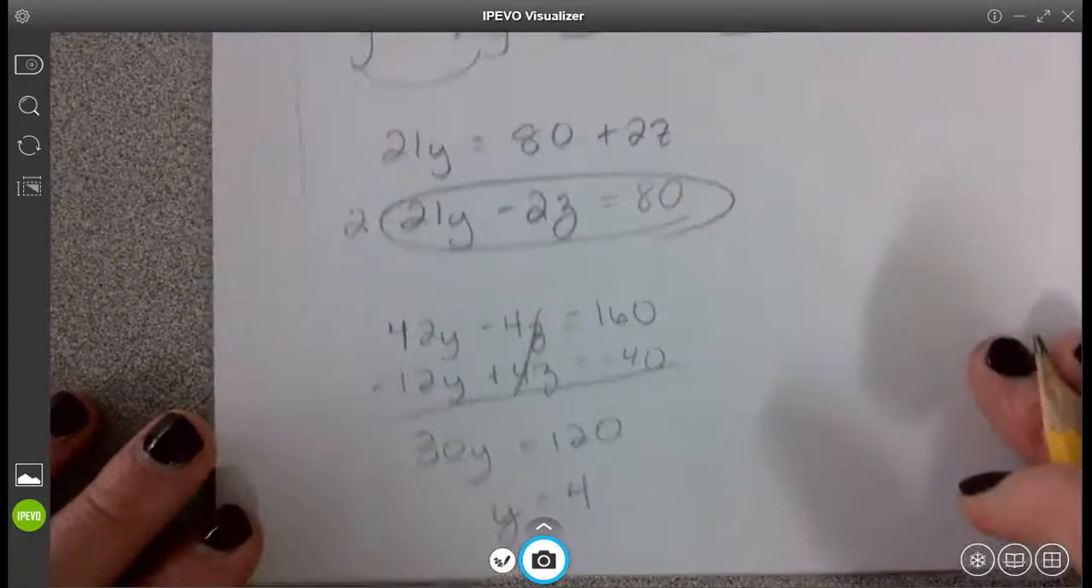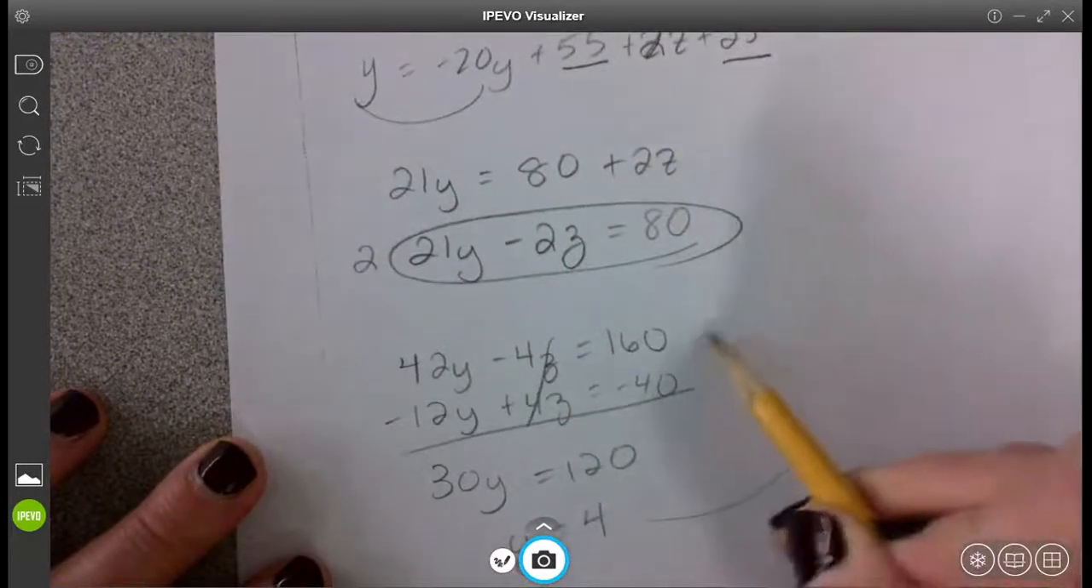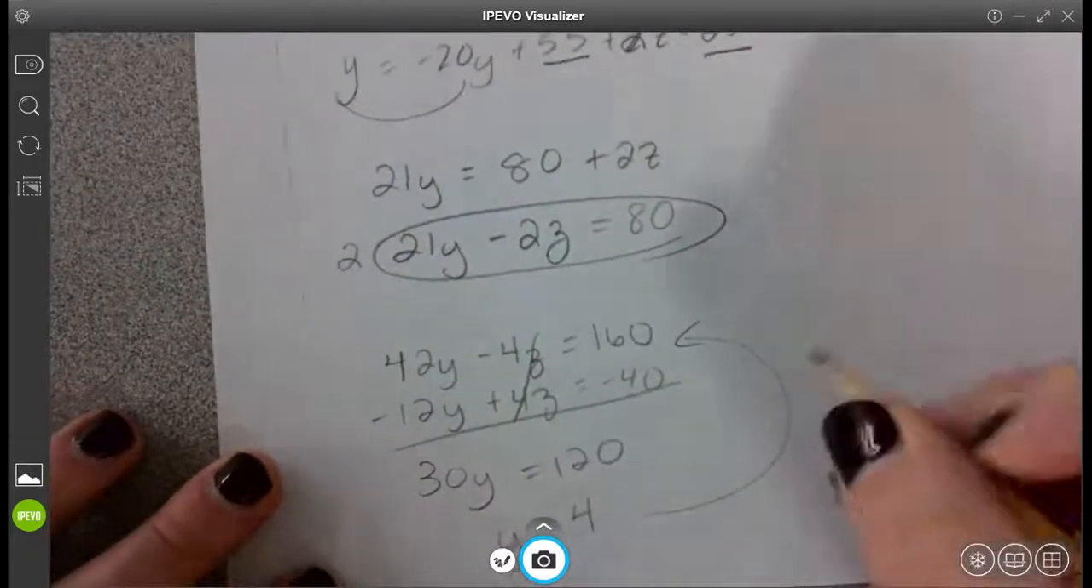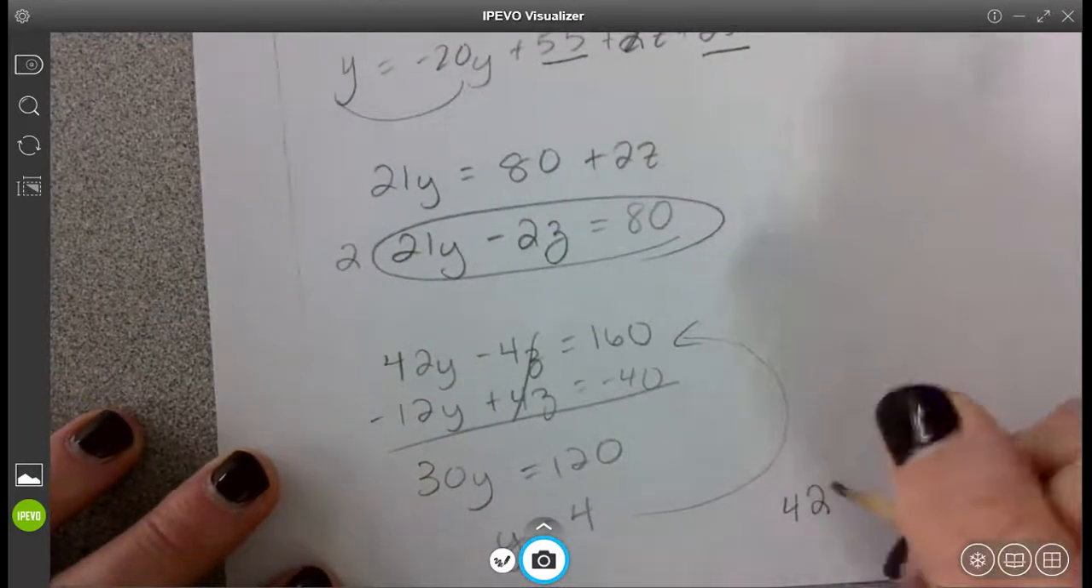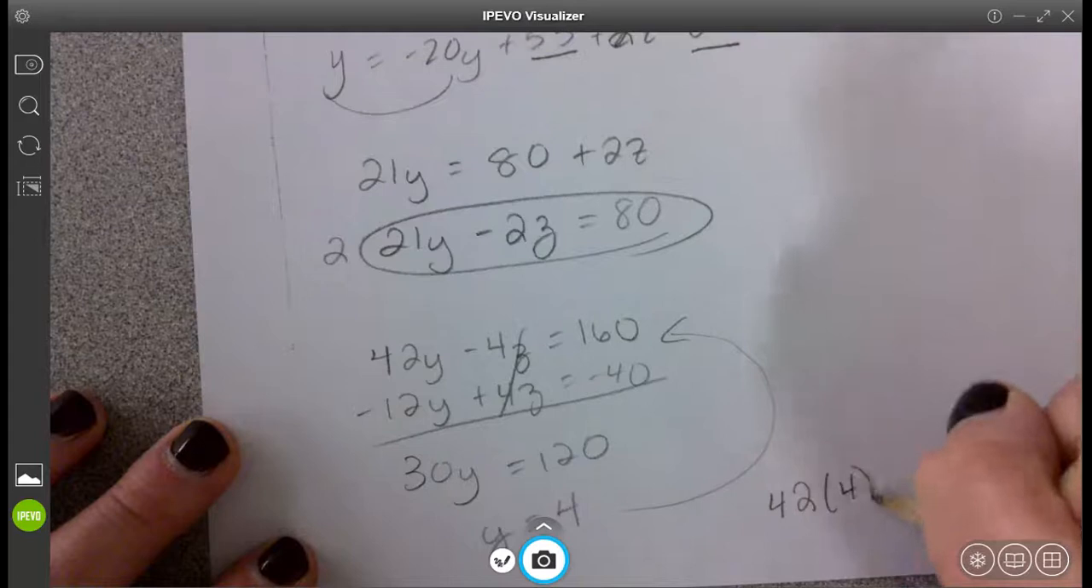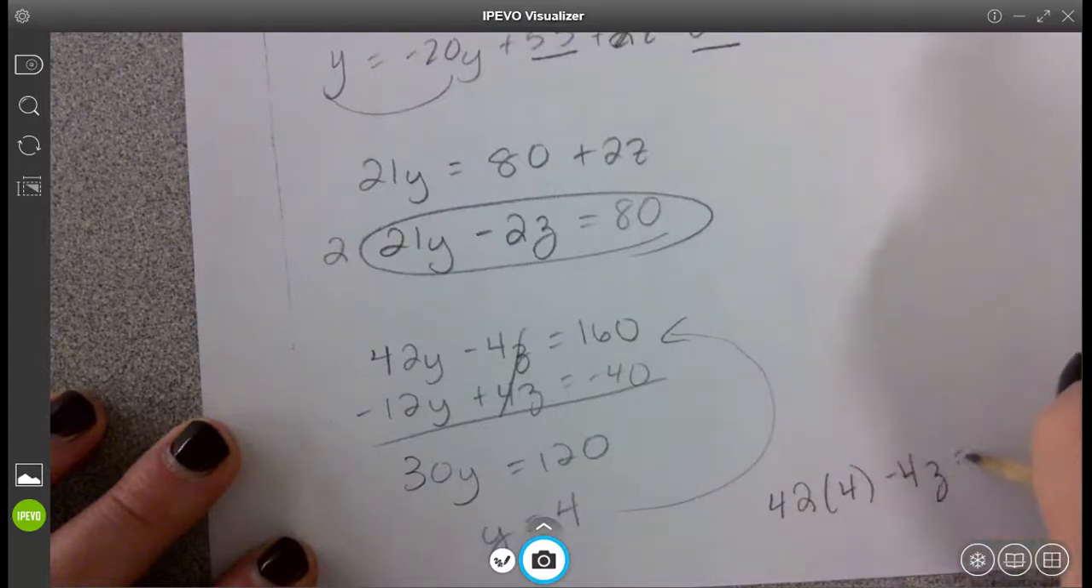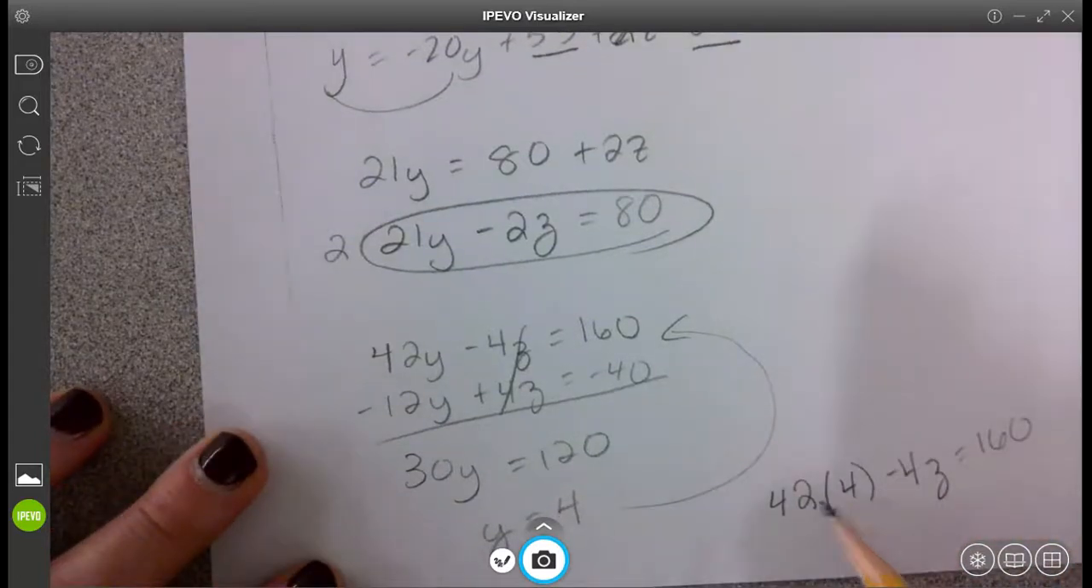All right, if y equals 4, I can go back a step, put y in, and I'm going to get 42 times 4 minus 4z equals 160. 4 times 2 is 8, 168.